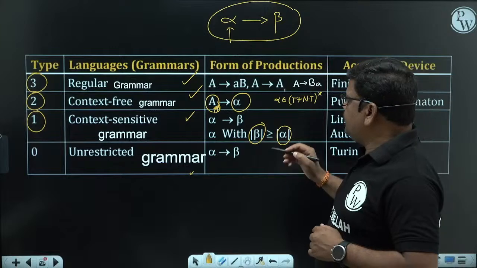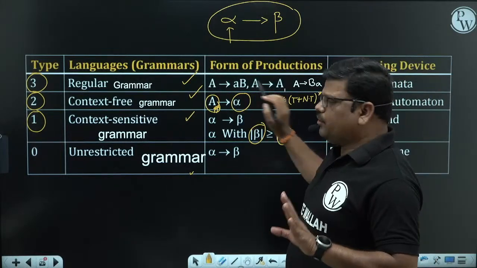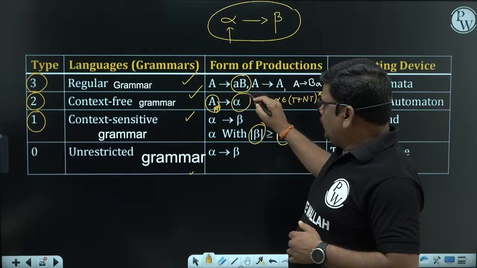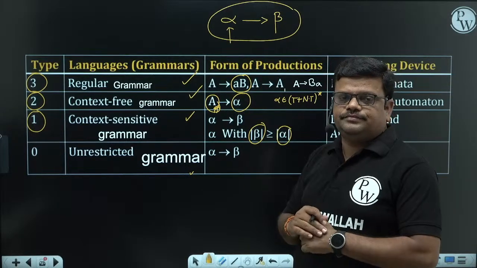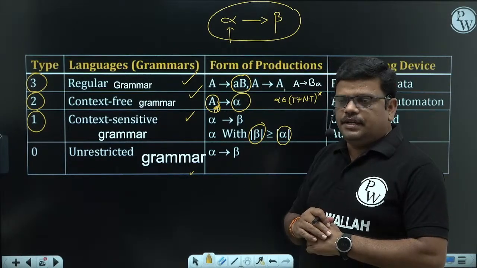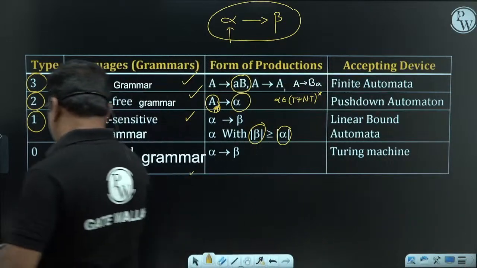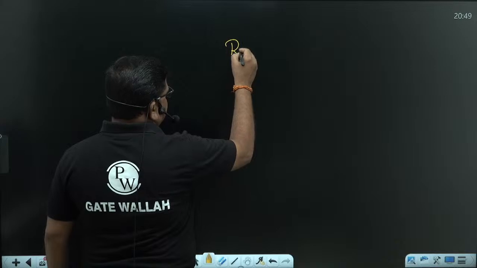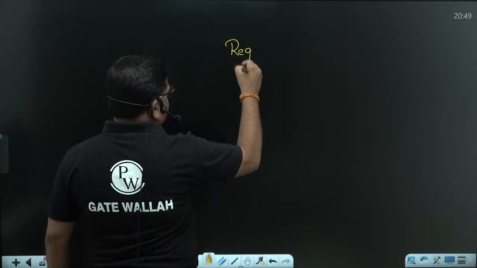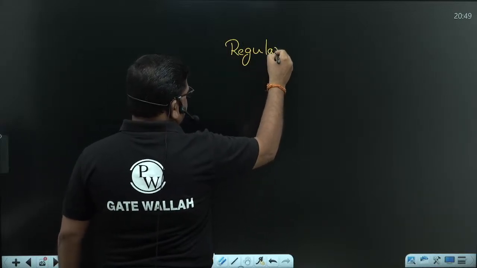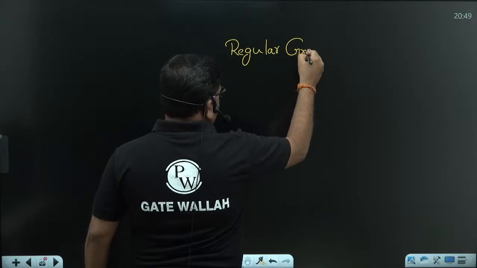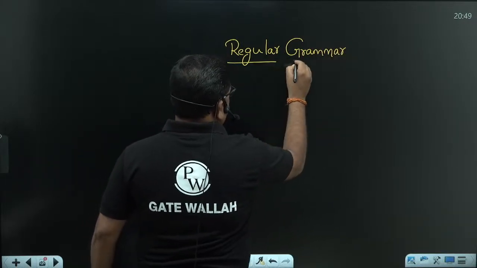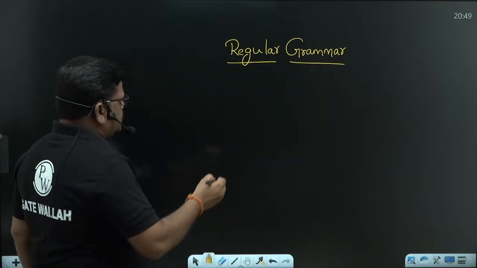What is the restriction? See the right side. Left side only one in regular. On the left side, only one non-terminal is allowed. In regular grammars, let me explain separately here. This is very important. For regular grammar, the structure will be this way.